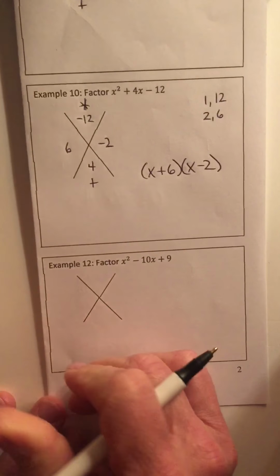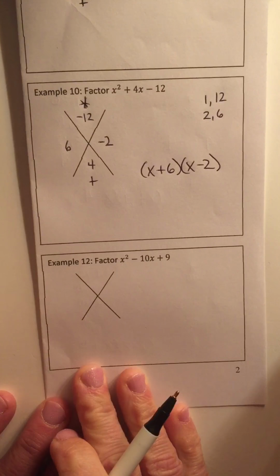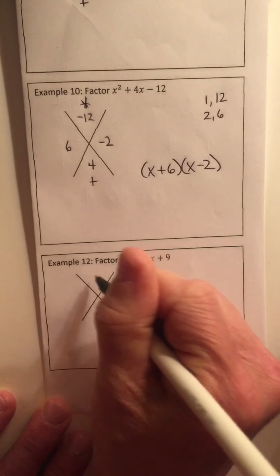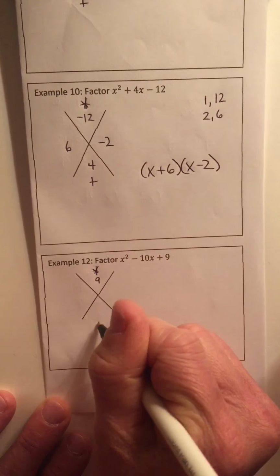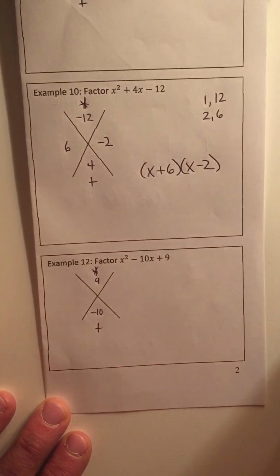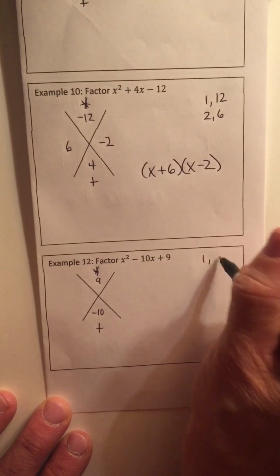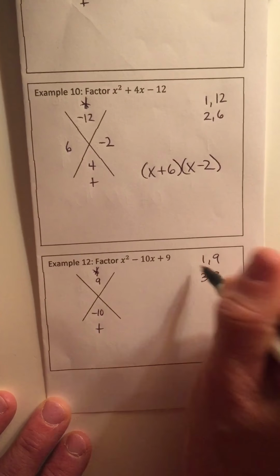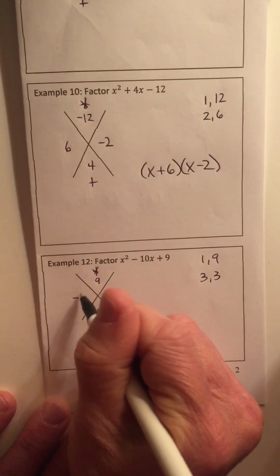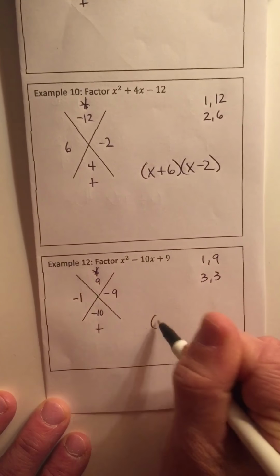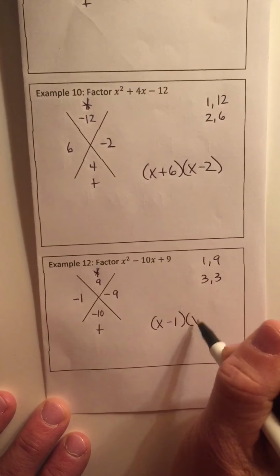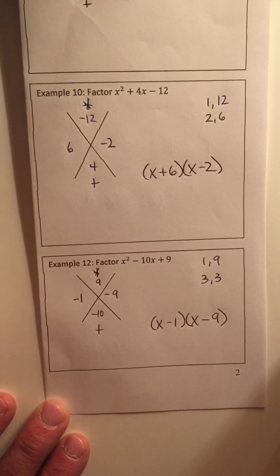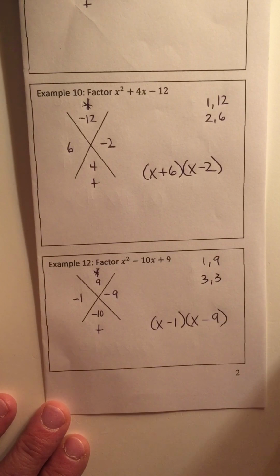Example 12. x squared minus 10x plus 9. What multiplies to 9 and adds to negative 10? 1 and 9, and 3 and 3. We're going to use the 1 and the 9, and they're both going to be negative. It's x minus 1 times x minus 9. Those are the notes for section 8.2, factoring trinomials into the product of two binomials.